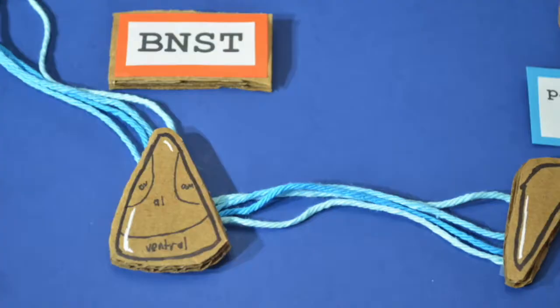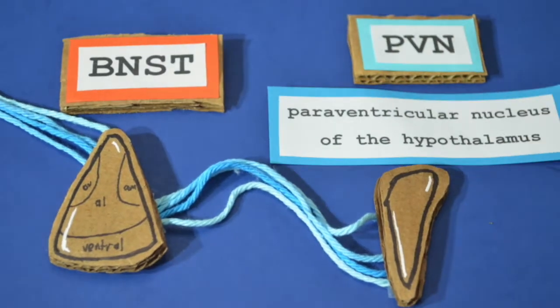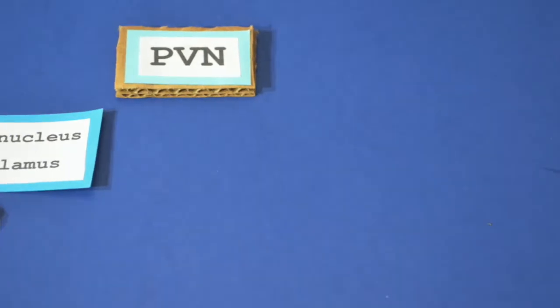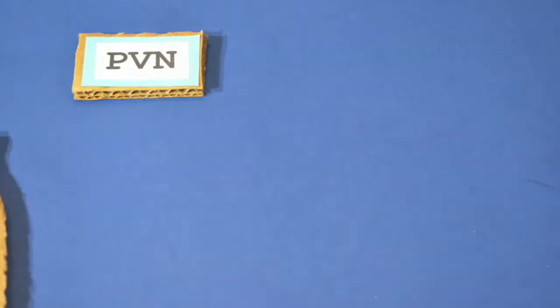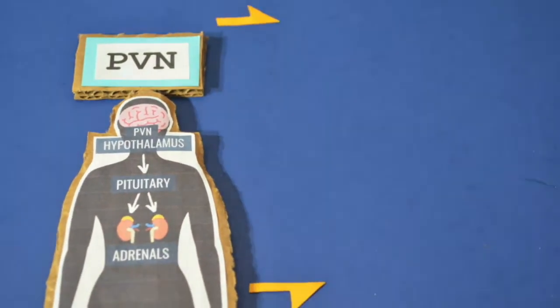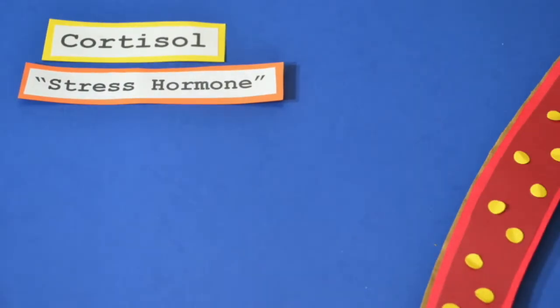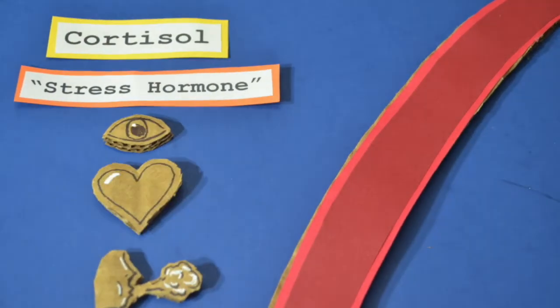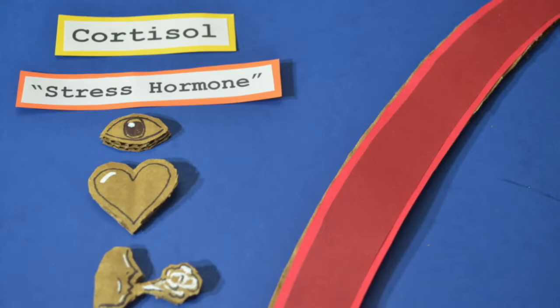As a result, the BNST turns on specific neurons to send signals to the paraventricular nucleus of the hypothalamus, aka the PVN. From there, the PVN begins the HPA axis, which ends up producing cortisol, the stress hormone. Once cortisol is released in the bloodstream, it helps trigger physiological responses such as dilated pupils, increased breathing, and a heart rate, which are indicators of stress.